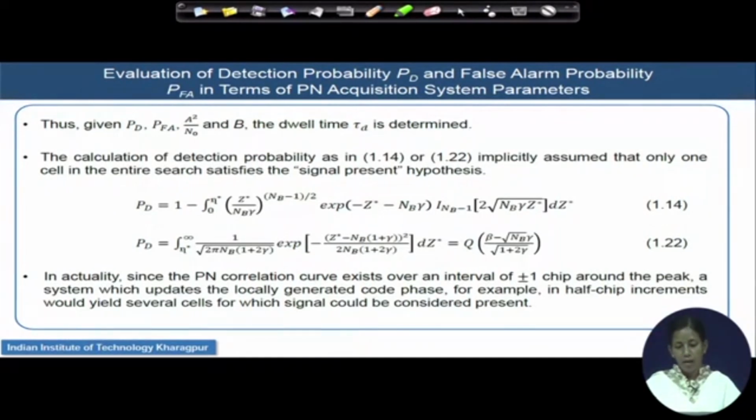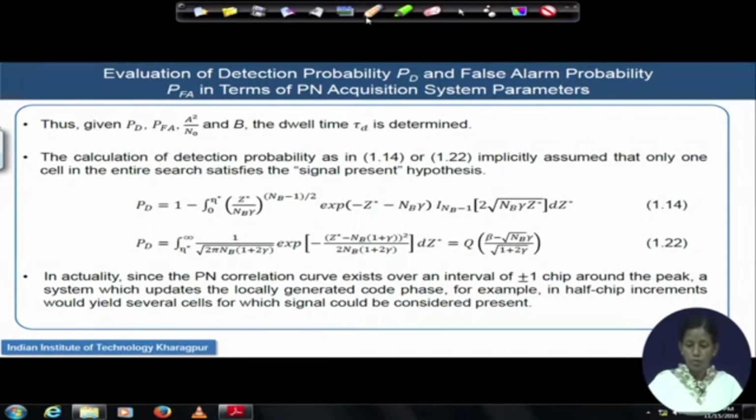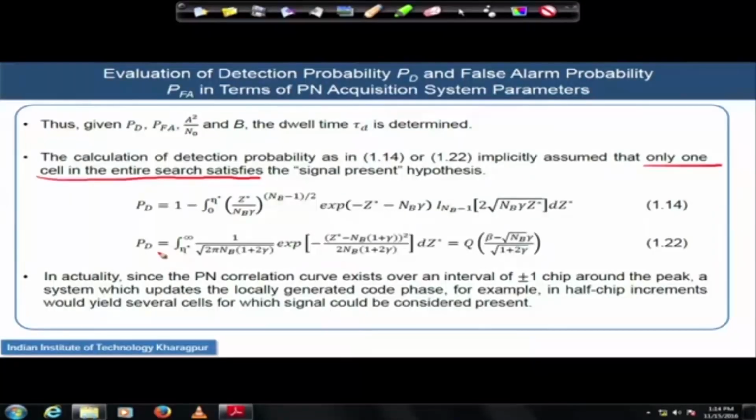Remember, the number one assumption that we made is that PD and PFA, this gamma, this bandwidth, tau d, can all be determined, and the calculation implicitly assumes that only one cell in the entire search satisfies the condition that the signal is present. So, even if it is a multiple dwell time based detector, the whole detection process we have calculated considers that at least one cell in the entire search process satisfies that the signal is present. Even if the signal is present only once, we could detect it, we are done, and then we define the detection probability.